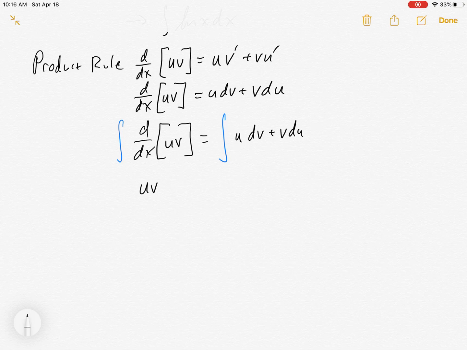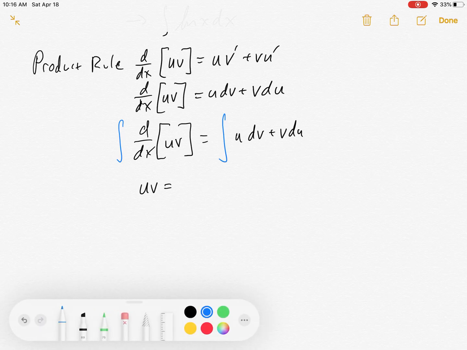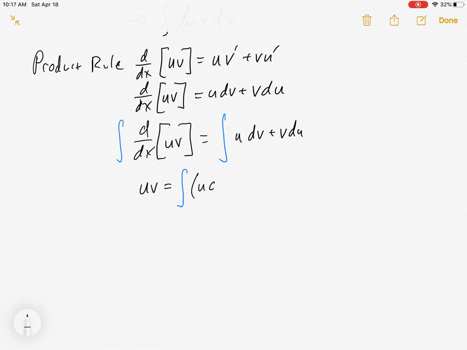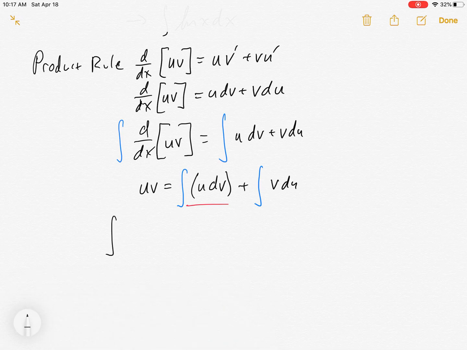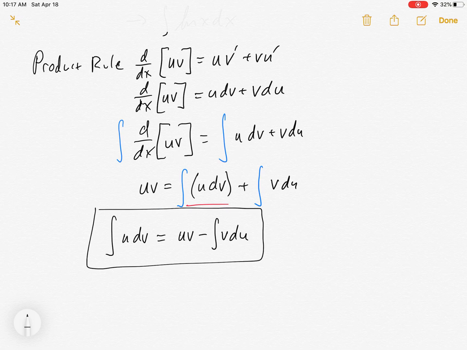Well, on the left side, integrating a derivative, those are kind of like inverse operations, so we're just going to have the uv left. On the right side, there's not much we can do because we don't really know. I'm just going to rewrite this as this, breaking the integral into two parts: the integral of u dv plus the integral of v du. Okay, so we have this. What use is this? Well, if I solve for this part here, I'm going to have a nice little formula. The integral of u dv equals uv minus the integral of v du.